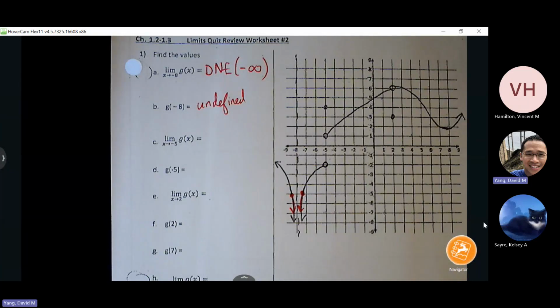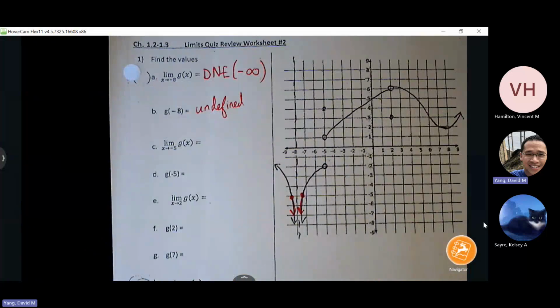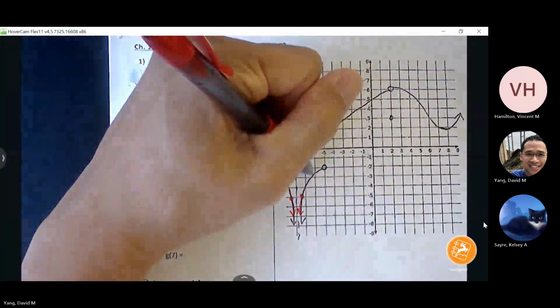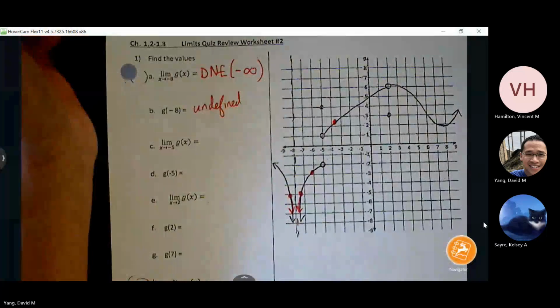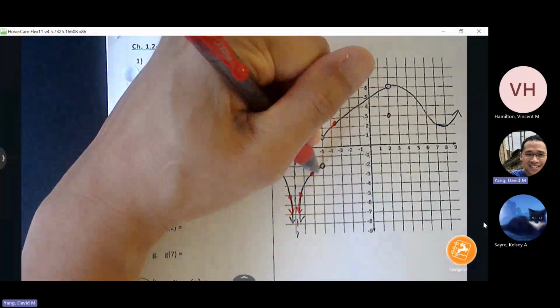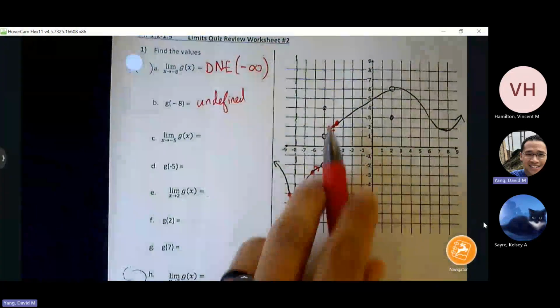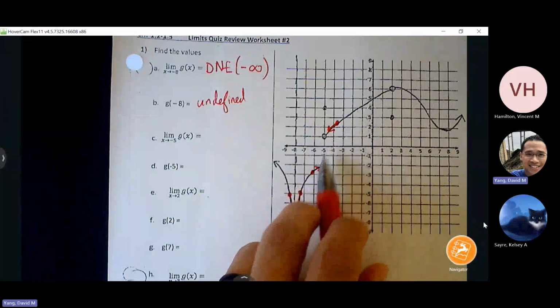All right, part C, limit as x approaches -5. Again, if a limit is going to exist, we have to be able to see some consistency from our arrows. So we'll pick points on both sides of -5. Then we draw our arrow towards -5. And we see the arrows are headed towards different directions, headed towards different y values.